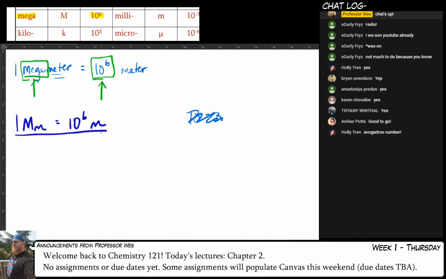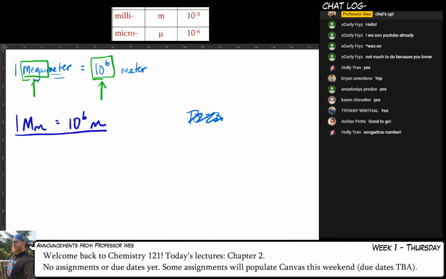For practice, what I want you to do is write out the relationship for milli, which is just over there. I'm going to do this so that you can see it. I hit the wrong button. Hold on. There you go. We'll make it wider. I'll just do that.